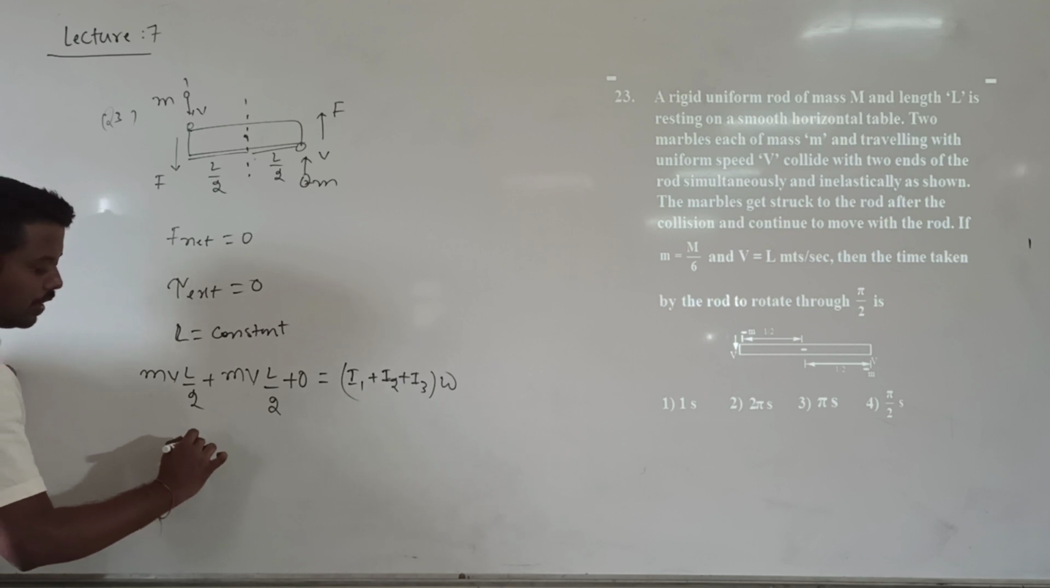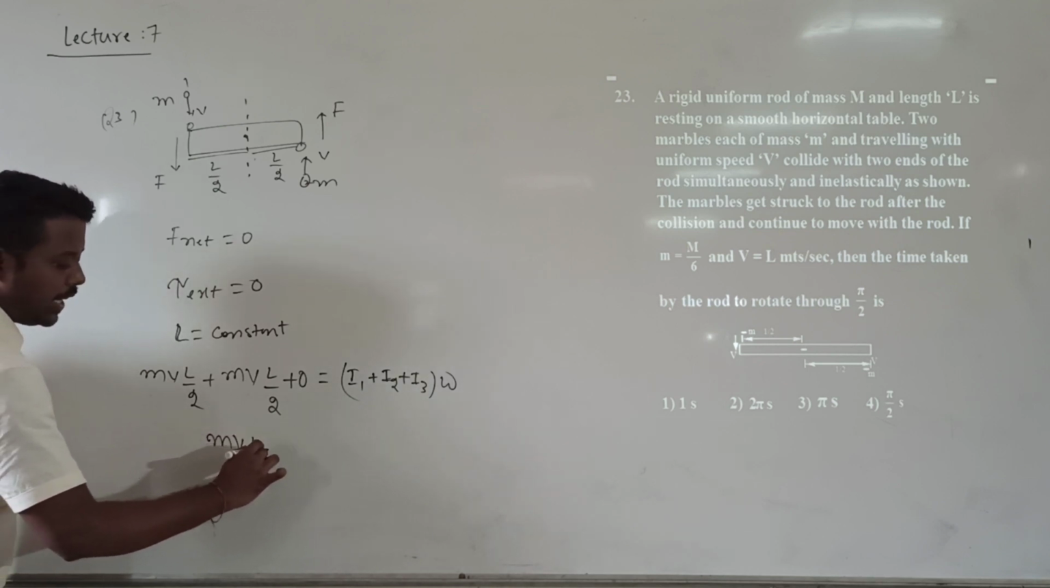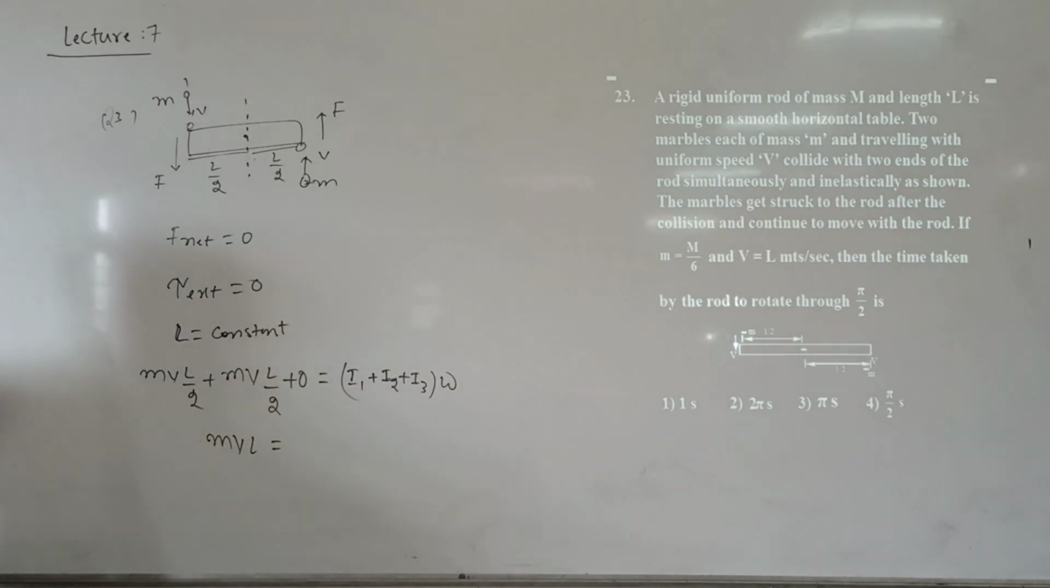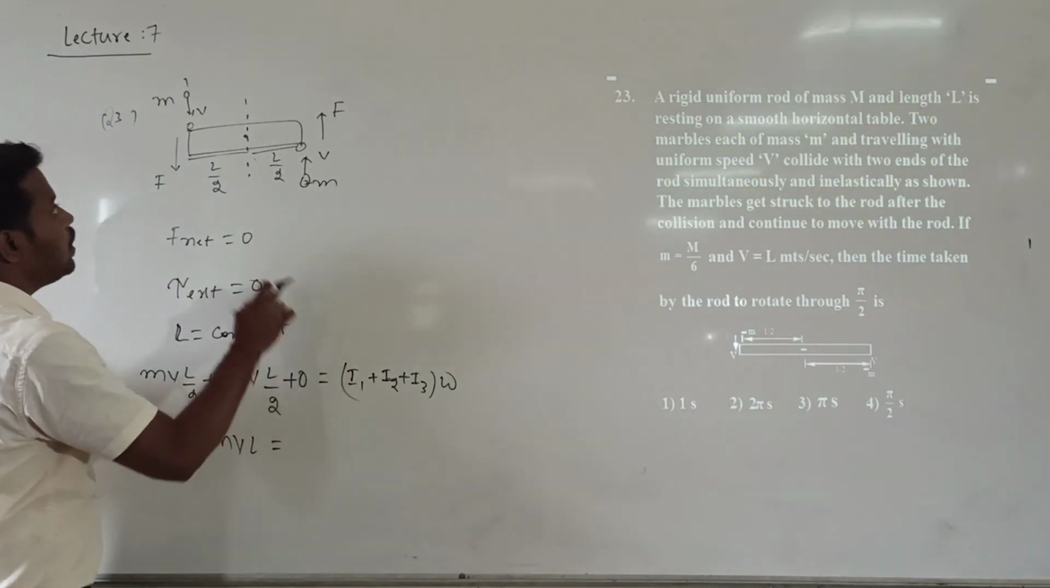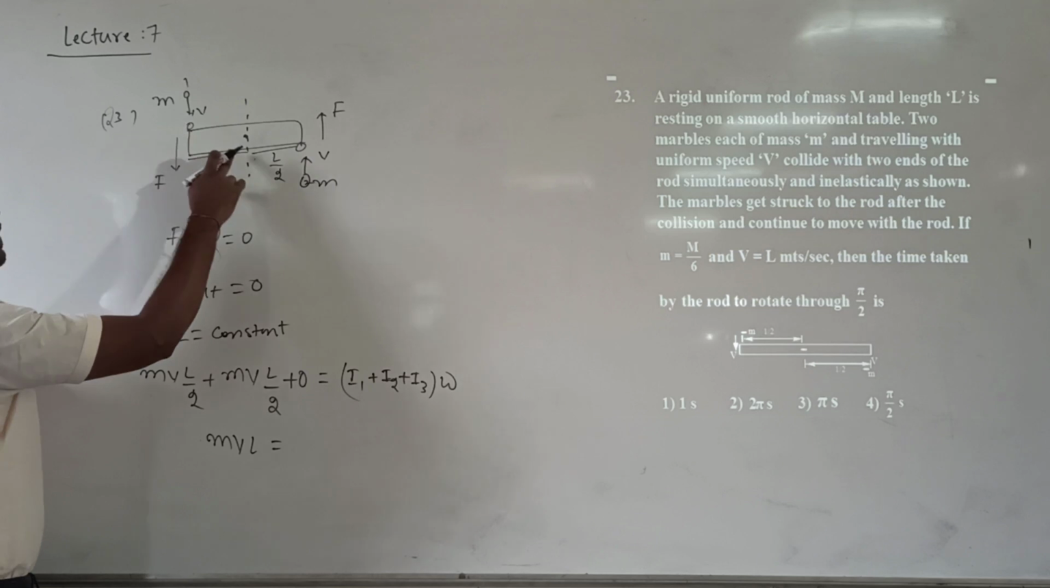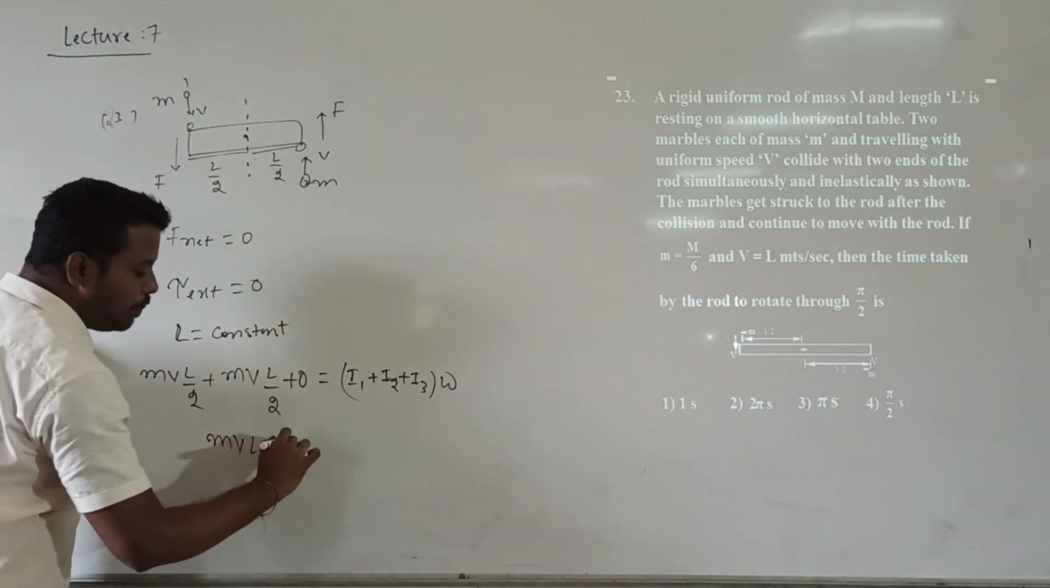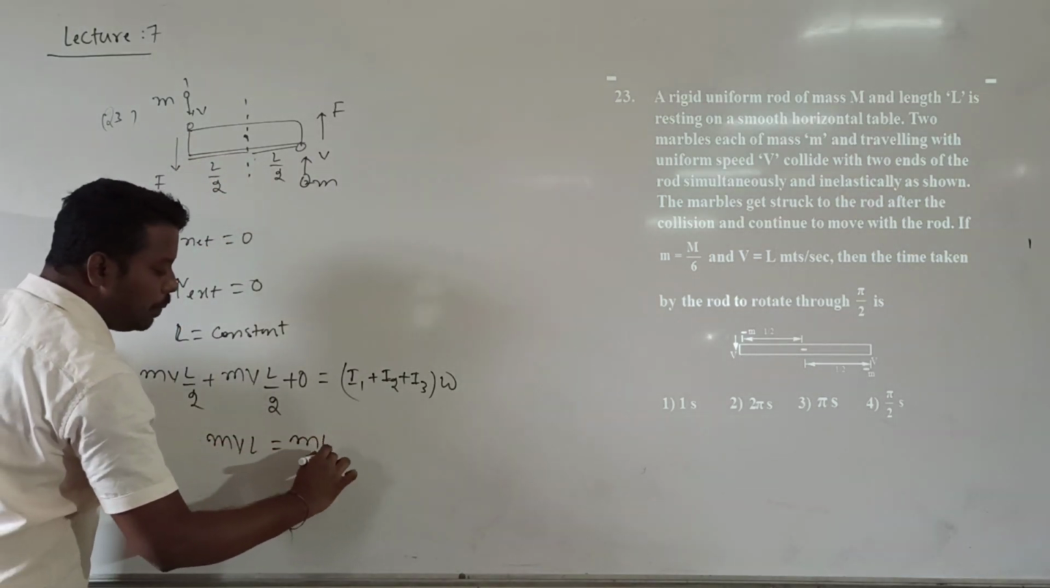Which I will get 2 into M into V into L by 2. That is nothing but M into V into L. This M into V into L value is equal to I1. What is the moment of inertia of a particle which is at a distance L by 2? That is given by M into L by 2 whole square.